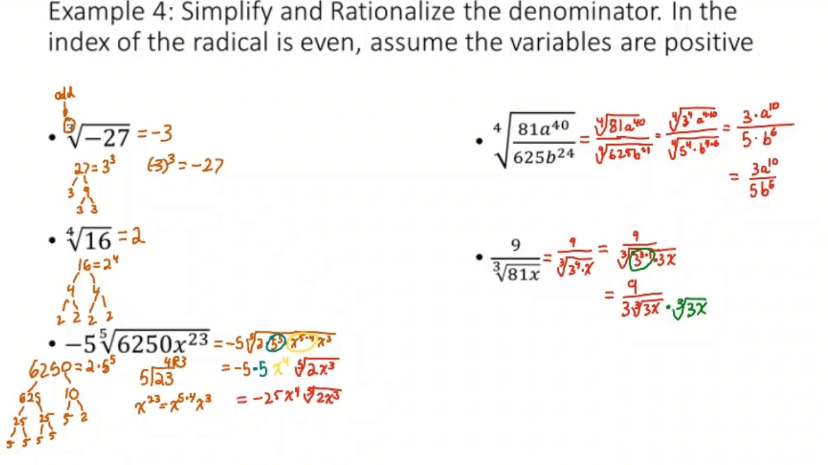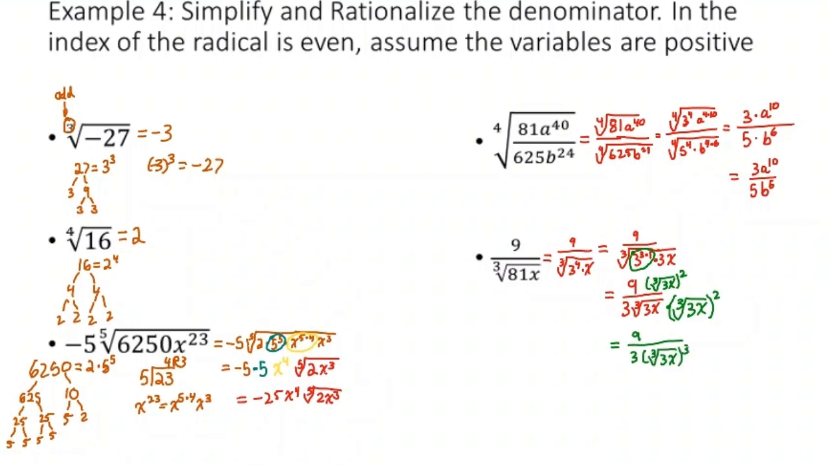So instead of just multiplying by the cube root of 3x, I'm going to multiply top and bottom by 2 of them. So I'm going to multiply top and bottom by the cube root of 3x quantity squared. In the denominator, cube root of 3x times the cube root of 3x squared is the cube root of 3x cubed.